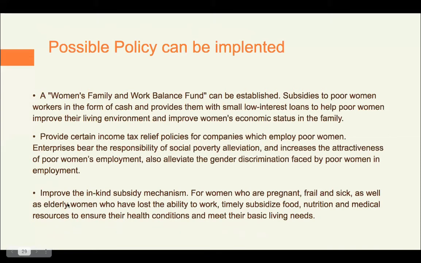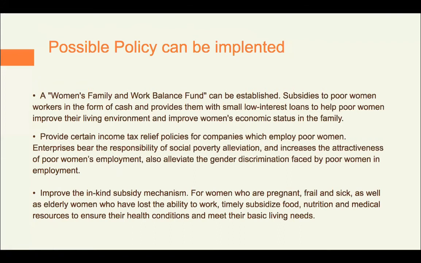The next slide is about possible policies that can be implemented. A women's family and work balance fund can be established. Subsidies to poor women workers in the form of cash, and small low-interest loans, can help poor women improve their living environment and improve women's economic status in the family.